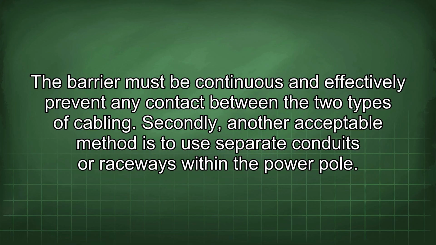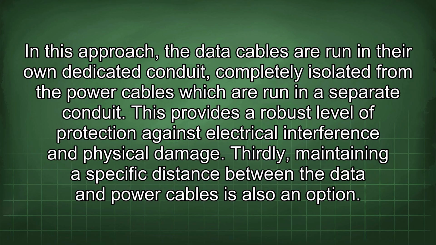Secondly, another acceptable method is to use separate conduits or raceways within the power pole. In this approach, the data cables are run in their own dedicated conduit, completely isolated from the power cables, which are run in a separate conduit. This provides a robust level of protection against electrical interference and physical damage.